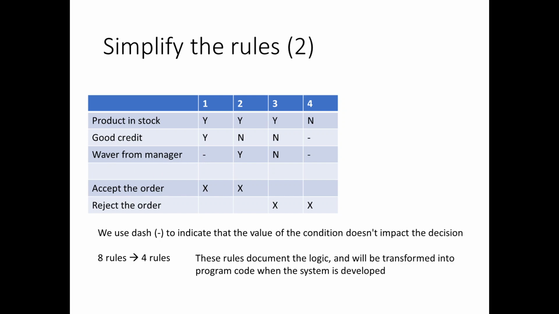The second rule says if the product is in stock and the customer doesn't have good credit, but there is a waiver from the manager, then we accept the order. And then the third rule says if the product is in stock and the customer doesn't have good credit, and also there is no waiver from the manager, then we reject the order. And the last rule says if the product is not in stock, then we reject this order. And then we can present this decision table to programmers who then would develop the system.